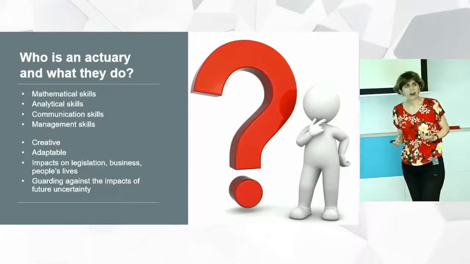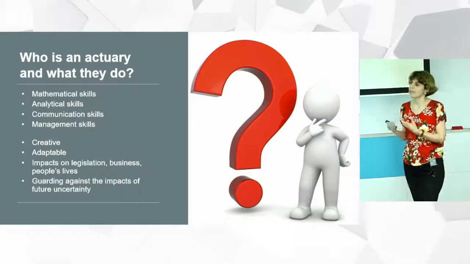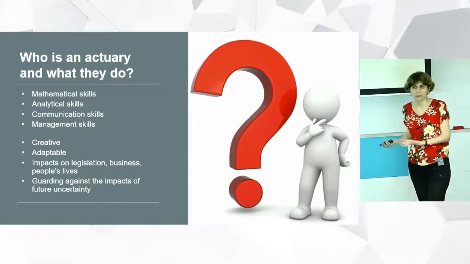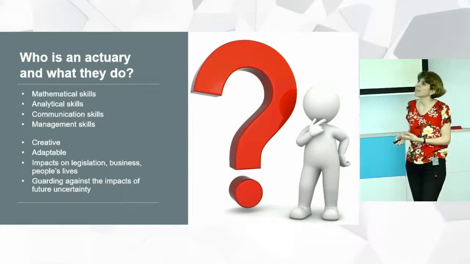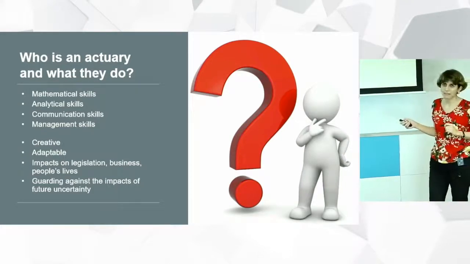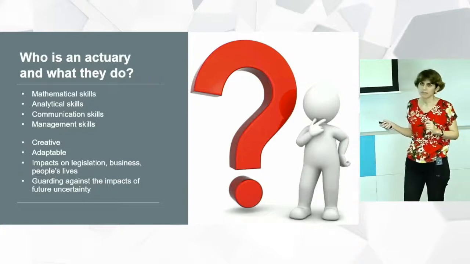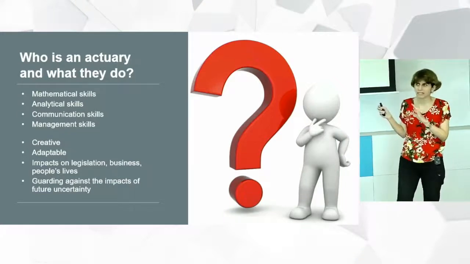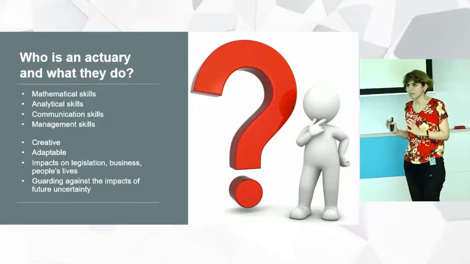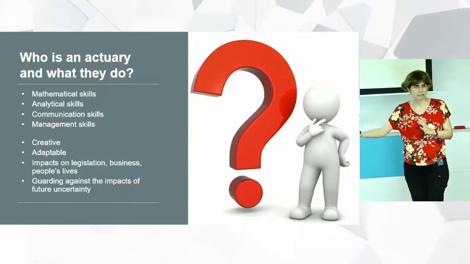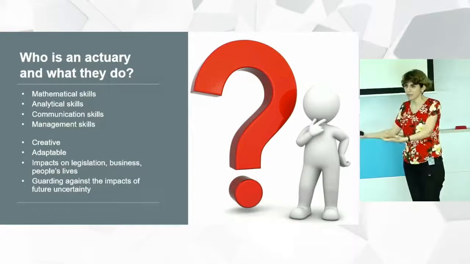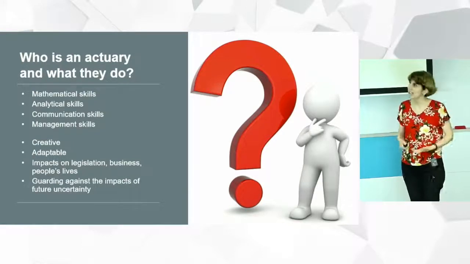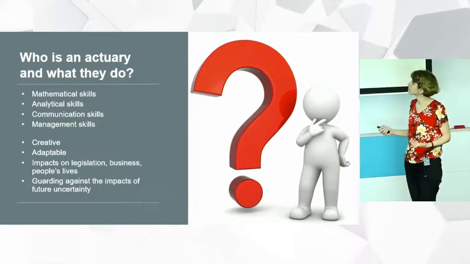Some actuaries are senior actuaries, and some of them are on the board of directors. So they need to have management skills as well. And of course, they need to be creative and adaptable. Adaptation is very important because they need to adapt themselves to uncertainty in the future, uncertainty related to change in interest rate, change in financial market, inflation rate, and many other risks.